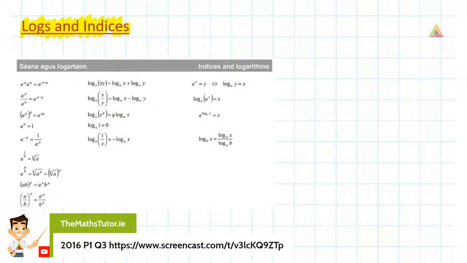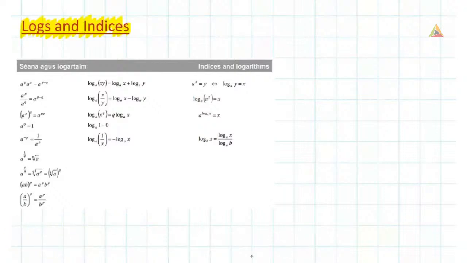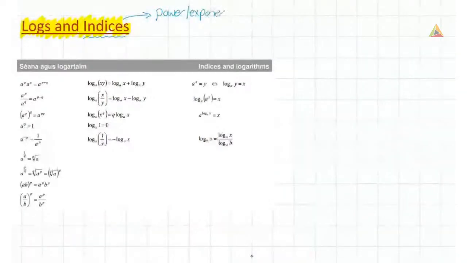So let's get straight in. What are logs and what are indices? Okay, well, I'm going to start with indices. Indices is just the plural of index, and another word for an index is just a power, or sometimes it's known as an exponent.